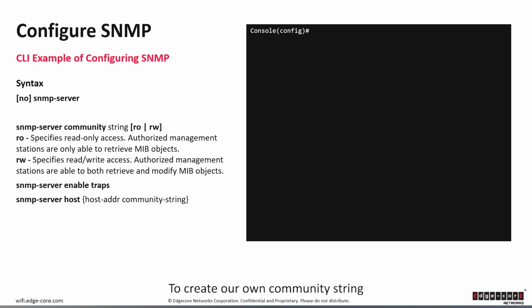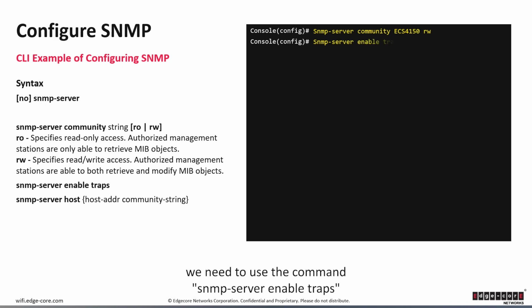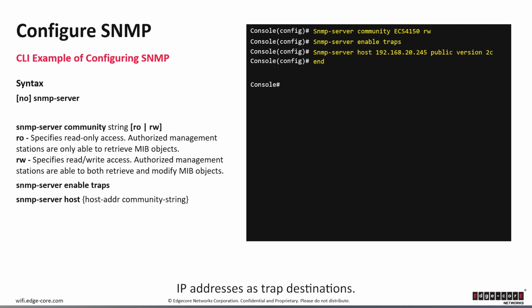To create our own community string, we can use the command SNMP server community. To enable SNMP traps, we need to use the command SNMP server enable traps. To set up the trap receiver, we need to use the command SNMP server host and specify up to 5 IP addresses as trap destinations.